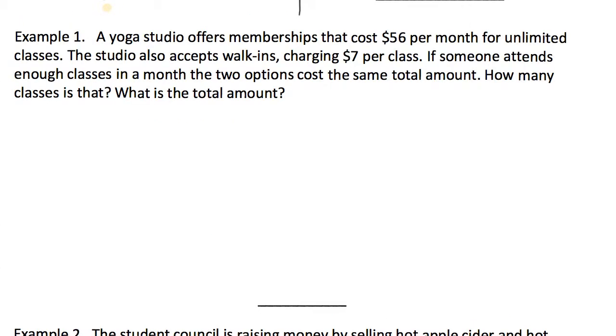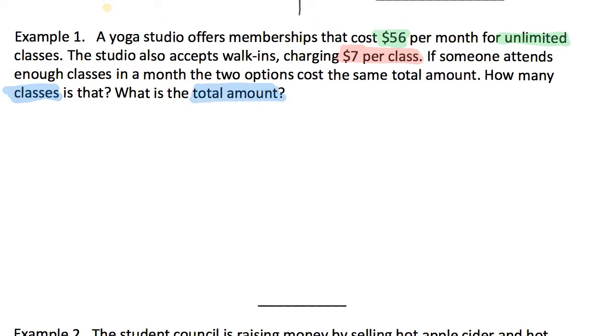So it says a yoga studio offers memberships that cost $56 per month for unlimited classes. The studio also offers walk-ins charging $7 per class. If someone attends enough classes in the month, the 2 options cost the same amount. So how many classes will they be equal is pretty much what that's saying. And what is that total amount?